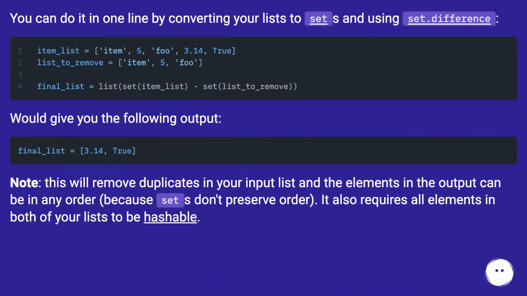You can do it in one line by converting your list to sets and using set.difference. That would give you the following output. Note, this will remove duplicates in your input list and the elements in the output can be in any order, because sets don't preserve order. It also requires all elements in both of your lists to be hashable.